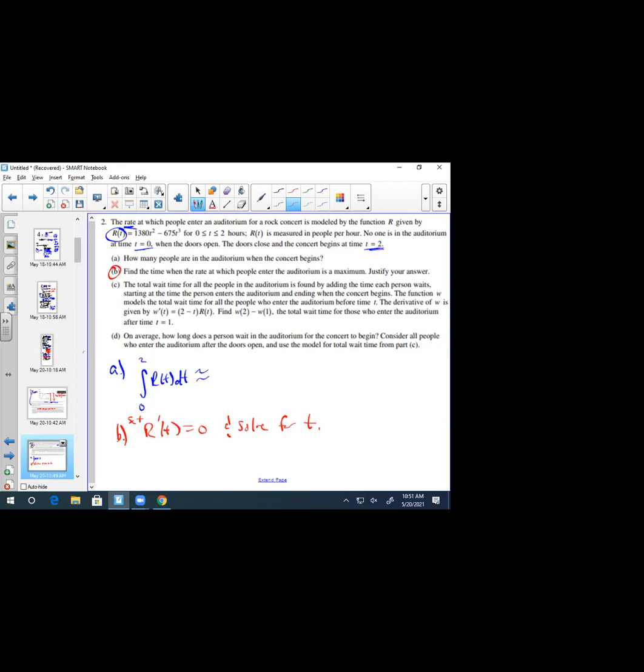Okay. Now part C says the total wait time for all the people in the auditorium is found by adding the time each person waits, starting at the time the person enters the auditorium and ending when the concert begins. The function W models the total wait time for all the people who enter the auditorium before time t. The derivative of W is given by W prime of t equals 2 minus t times r of t.